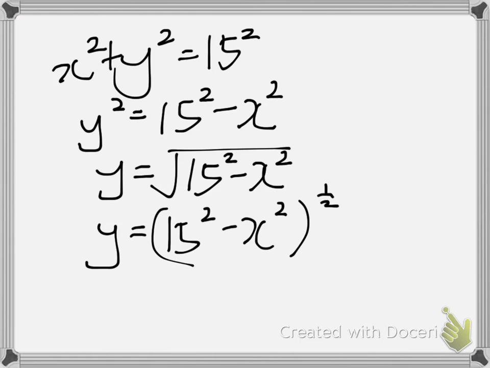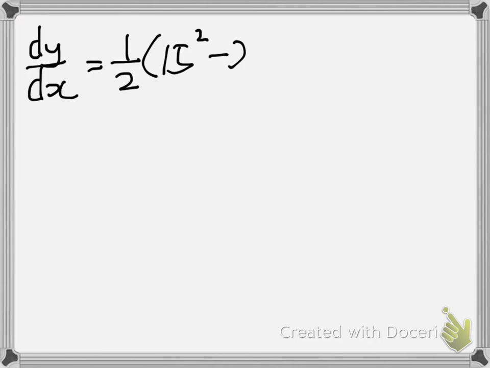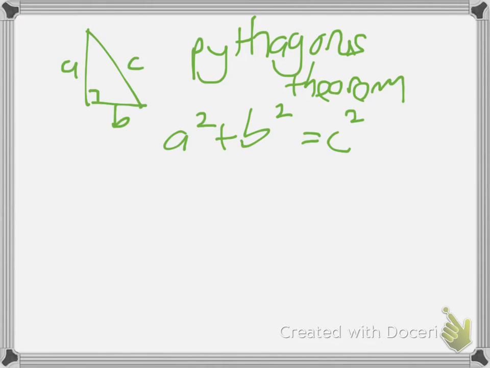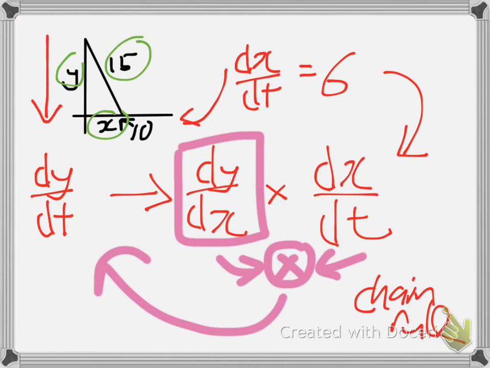Okay, so let's do our differentiation. dy/dx would equal 1 over 2, and then you write back what's inside the bracket, which is 15 squared minus x squared, to the power of 1 over 2 minus 1, which equals negative 1 over 2. Then we have to multiply by the derivative of what's inside the bracket, 15 squared minus x squared, and we will get negative 2x. Okay, so do you guys still remember that we have x equals 10 over here?